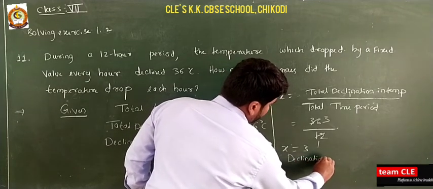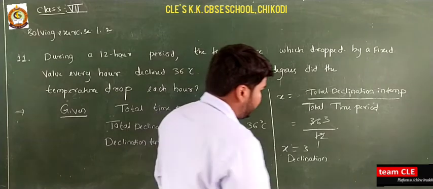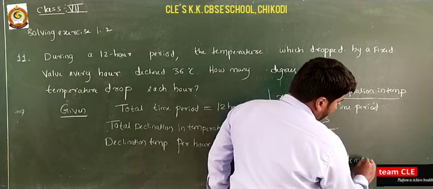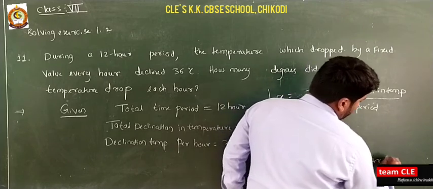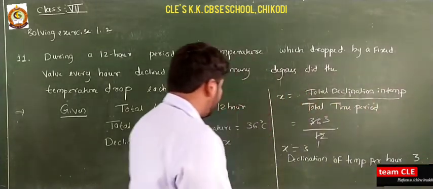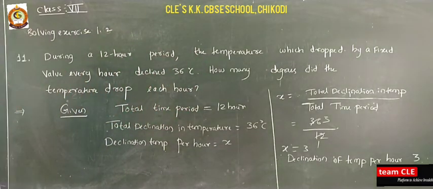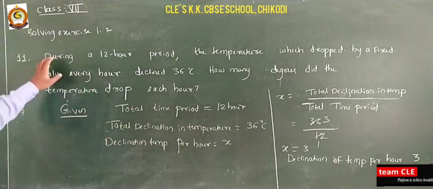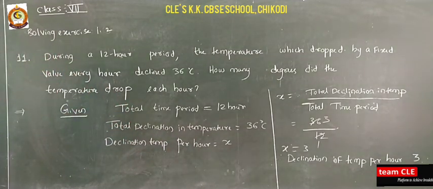Therefore, the declination in temperature per hour is 3 degrees Celsius. Okay, so the declination in temperature per hour is 3 degrees per hour. So all of you note down this 11th main question, and you have to send it to me on my WhatsApp number.